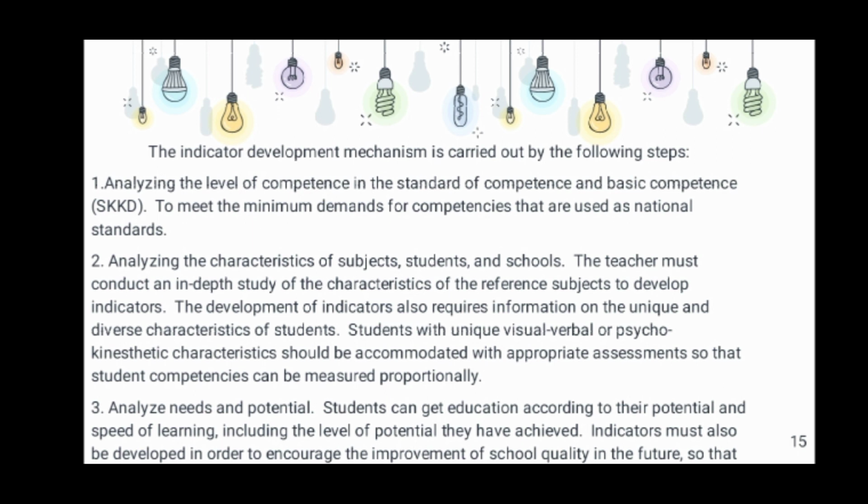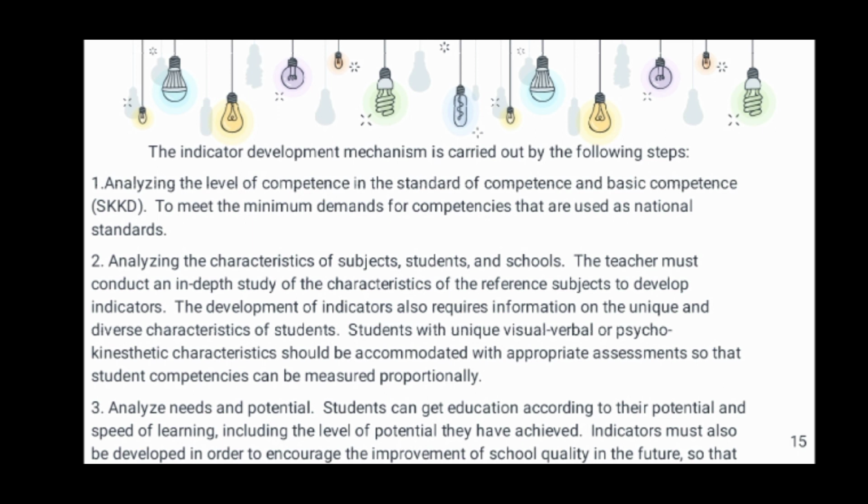2. Analyzing the characteristic of subjects, students, and schools. The teacher must conduct an in-depth study of the characteristic of the reference subject to develop indicators. The development of indicators also requires information on the unique and diverse characteristics of students. Students with unique visual, verbal, or psychokinesthetic characteristics should be accommodated with appropriate assessment so that students' competencies can be measured proportionally.